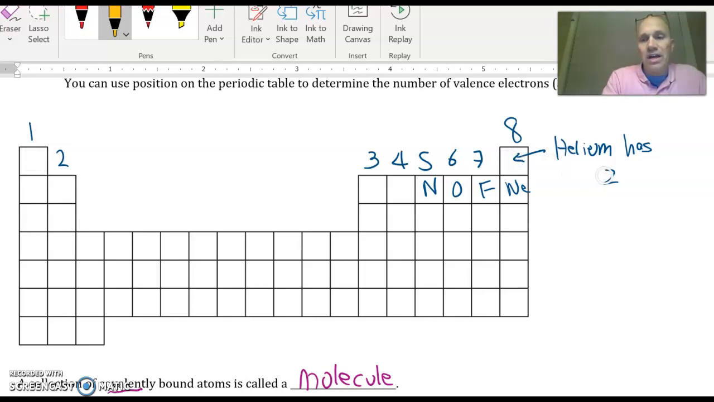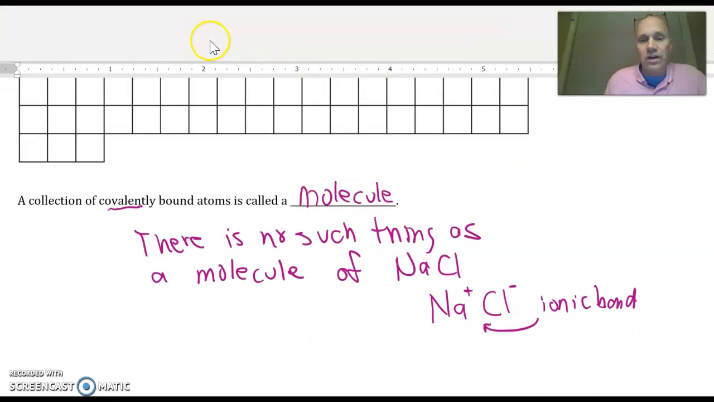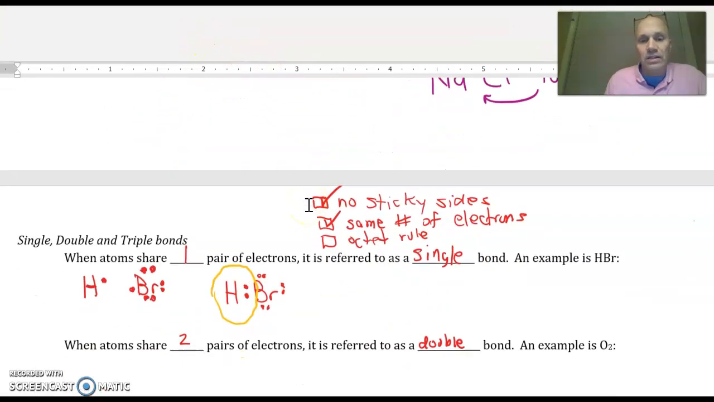Helium has 2 valence electrons. So therefore, that means hydrogen wants to have 2 valence electrons. If you look at this right here, hydrogen has the 2 valence electrons that it wants. So that's good for hydrogen. Let's check it out for bromine.